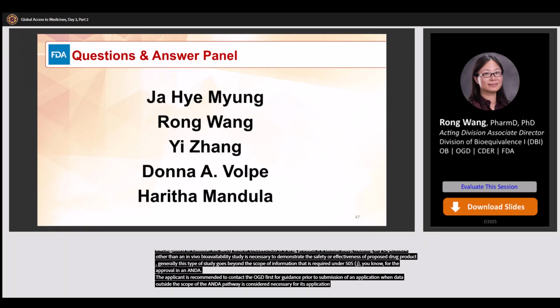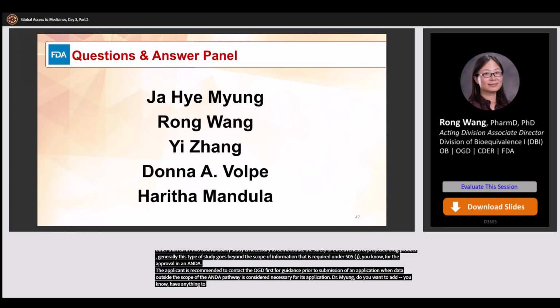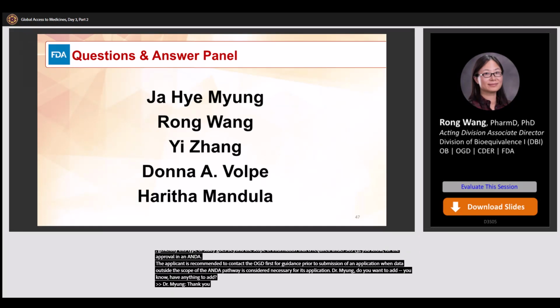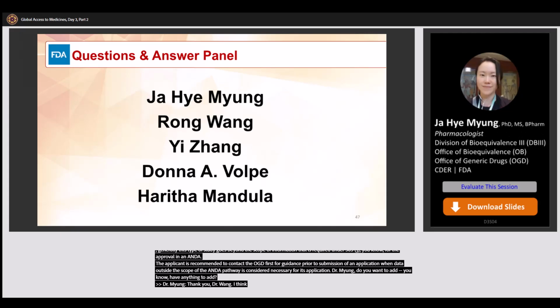Dr. Mian, do you have anything to add? Thank you, Dr. Wang. I think Dr. Wang covered most of it. I would just like to add some fundamental comparison between the two pathways.